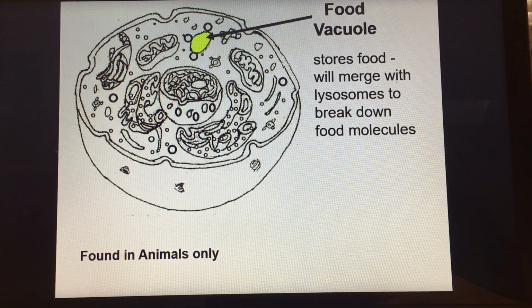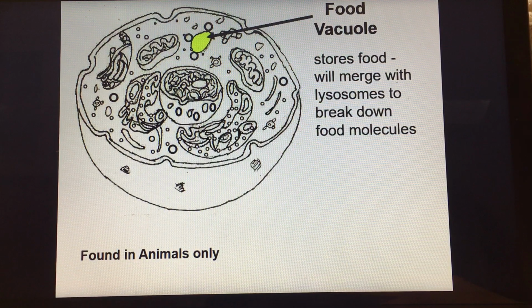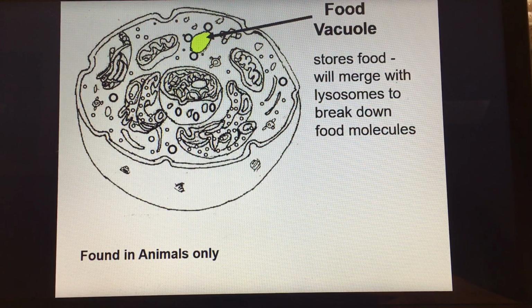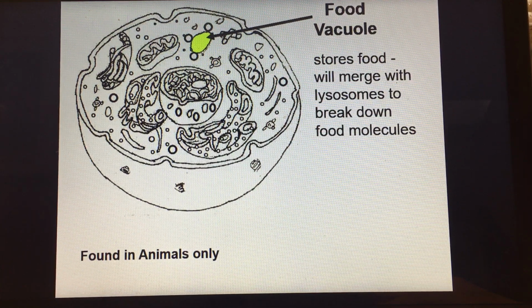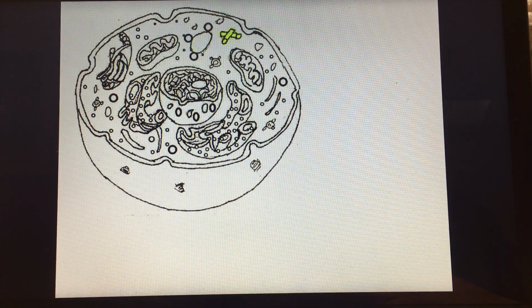They are not found in anything that is photosynthetic, so they would not be found in plant cells or algae cells. Because they make their own food, they wouldn't need to eat and ingest things and then therefore digest them.